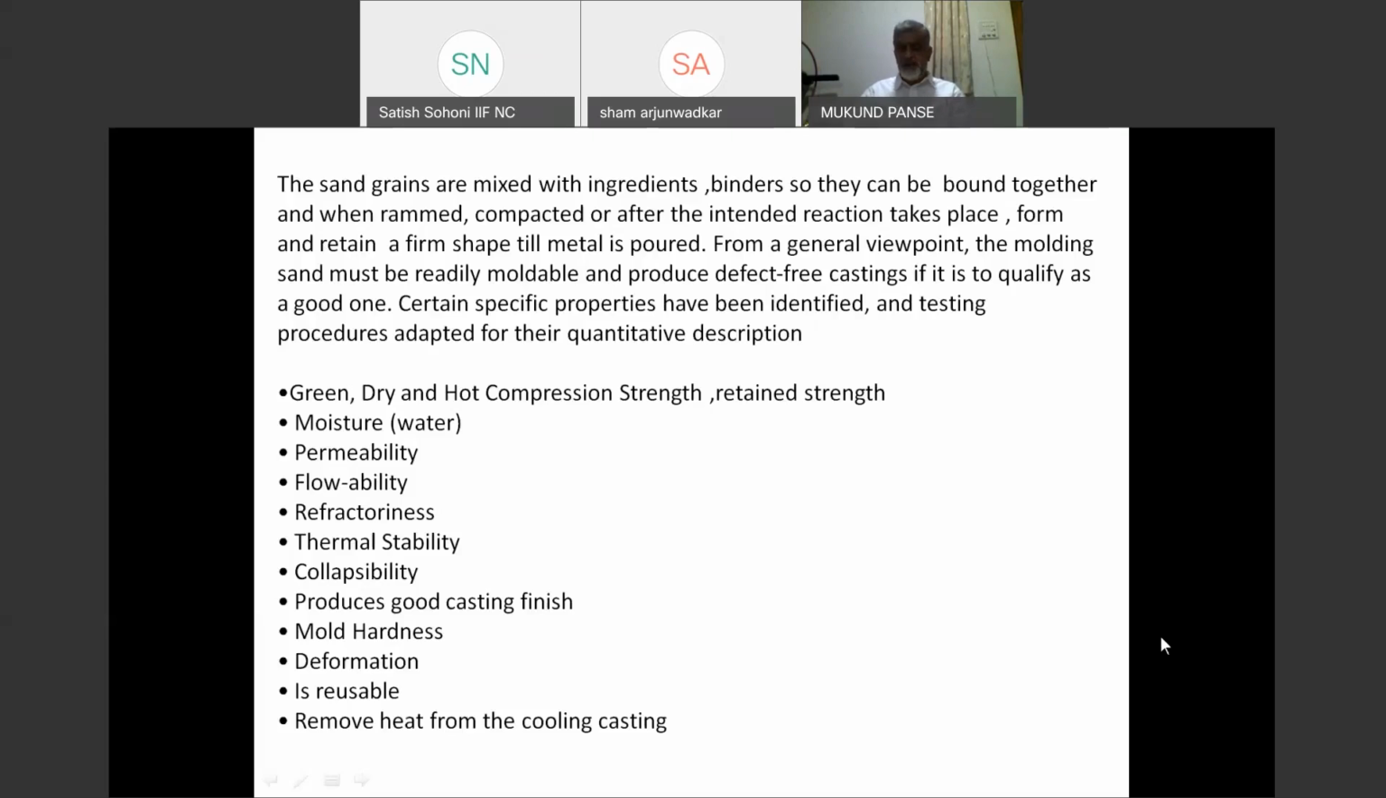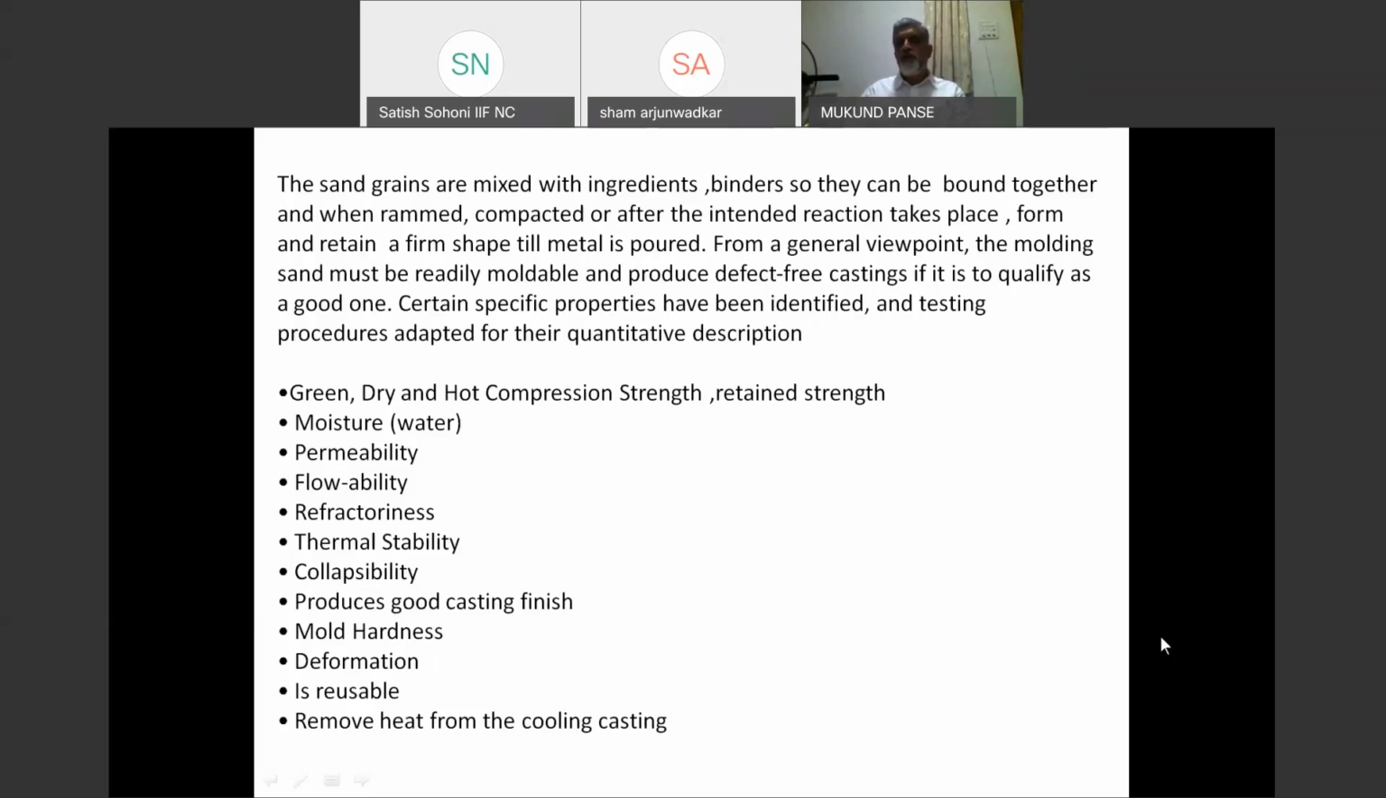Green strength is the strength of a mixture in the green stage. This is applicable mainly to green sand. Dry strength is after the mold has been dried. Hot compression strength is the hot strength of a mixture. This is required to be high so that the sand doesn't get eroded when the metal is flowing through it and it retains its shape. Retained strength is the strength of a sand after the metal has been poured and when it is cooling. The retained strength should be as low as possible so that the casting cools and contraction takes place without any hindrance and you don't get hot tears and cracks.